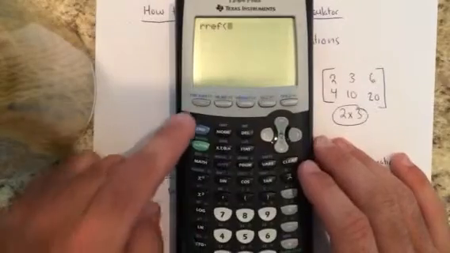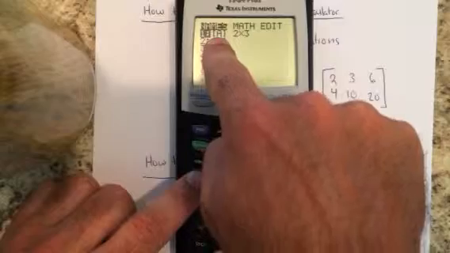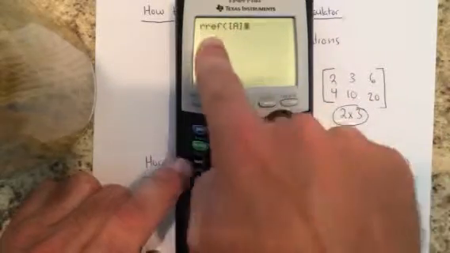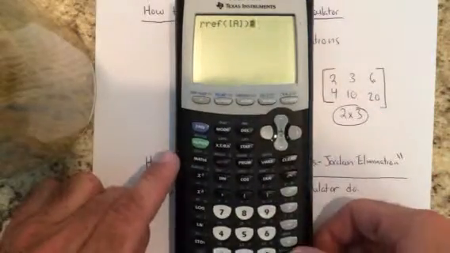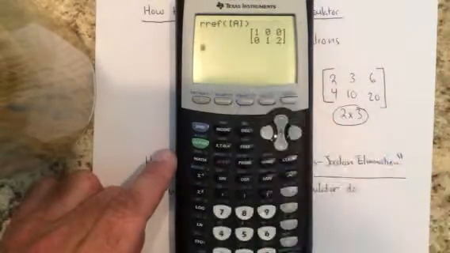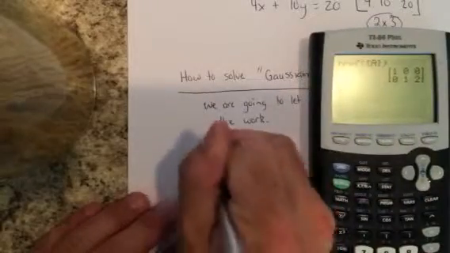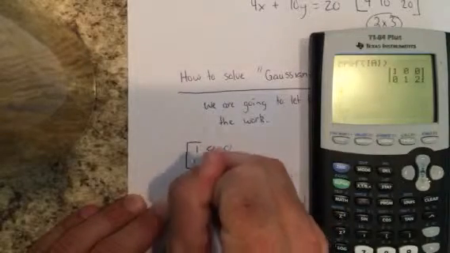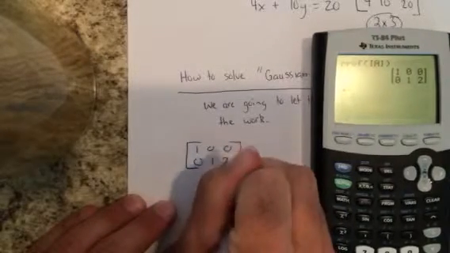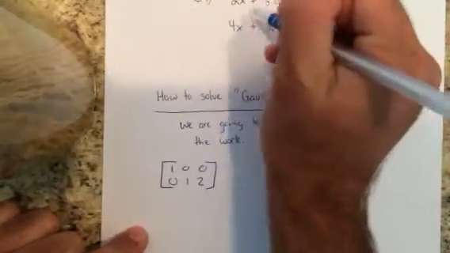So we go back to the matrix, so we hit second matrix again, and matrix A is the one that we just put in there, so we press enter. Now we're telling it to take RREF of matrix A. You can close the parentheses, press enter, and we get this new matrix. Our new matrix is 1, 0, 0, and 0, 1, 2.